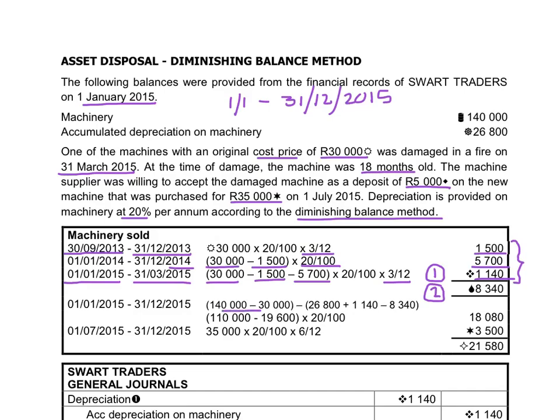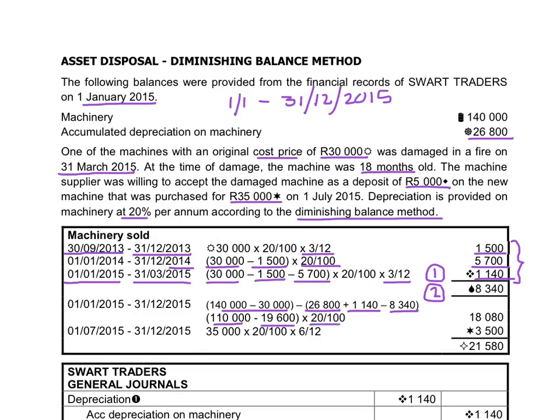We had 140,000 machinery at the beginning of the year, and we sold a cost price of 30,000, so what we've got left over at the end of the year is 110,000. The accumulated depreciation total at the beginning of the year was 26,800. That is depreciation on all the machinery written off in previous years. We will add the depreciation for the current year, 1,140, and we will subtract the total accumulated depreciation on the assets sold. And that will give us a balancing figure in our accumulated depreciation account of 19,600.